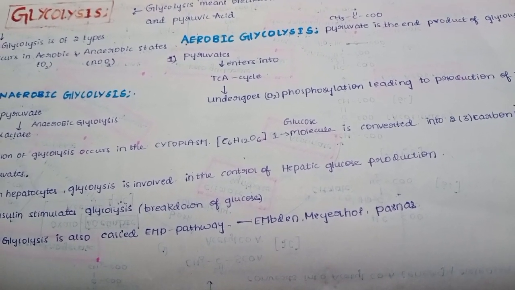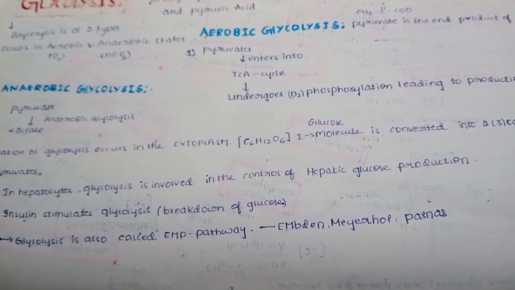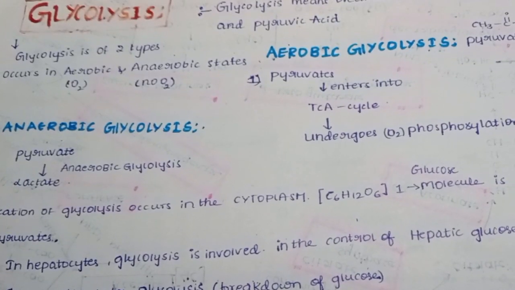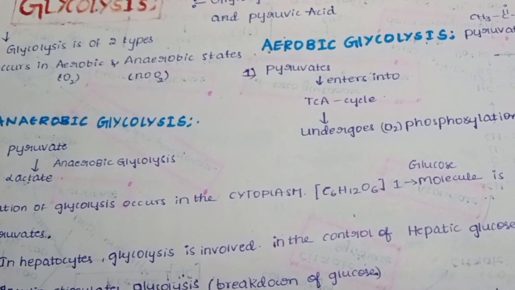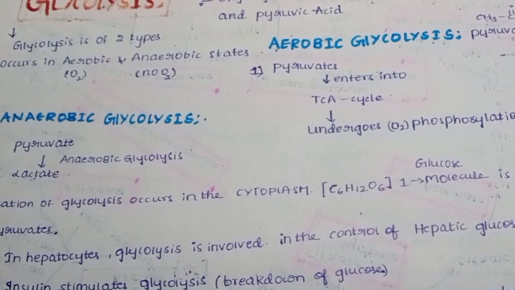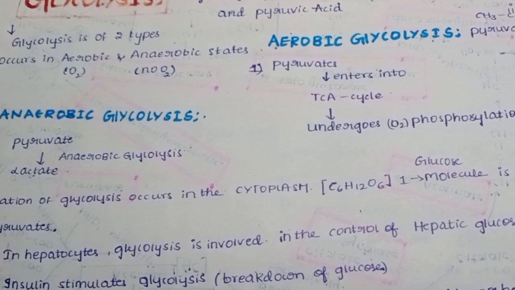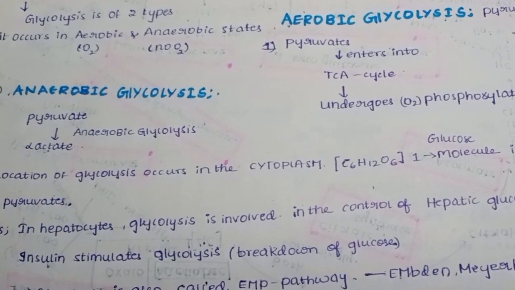Glycolysis is of two types: one is aerobic glycolysis and the second is anaerobic glycolysis. Aerobic means the process which takes place with oxygen, and anaerobic means the process which occurs in the absence of oxygen. Generally glycolysis, as we know, is aerobic, but in anaerobic conditions also glycolysis takes place.